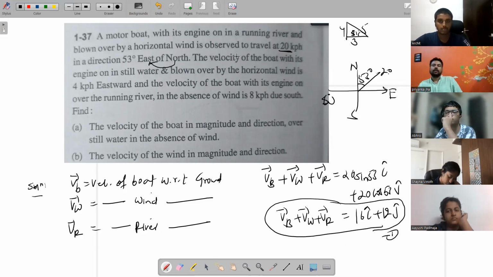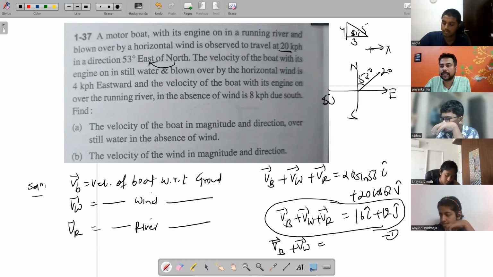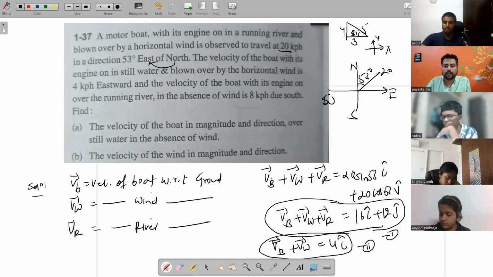Now, second: the velocity of the boat with its engine on, meaning the velocity of the boat in still water. There is no river velocity. We are in a zero-current situation but blown over by a horizontal wind, so there will be a velocity of wind. This is given as 4 km per hour eastward. Suppose we have taken positive x and positive y, so along east this is 4i. This is your second equation.